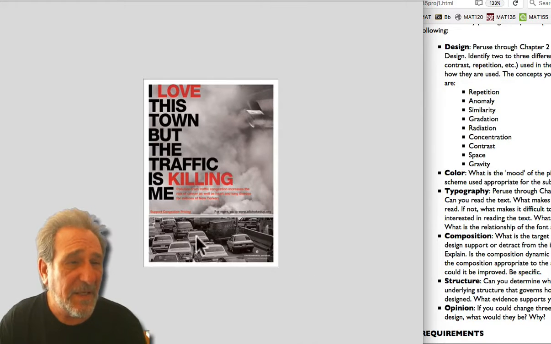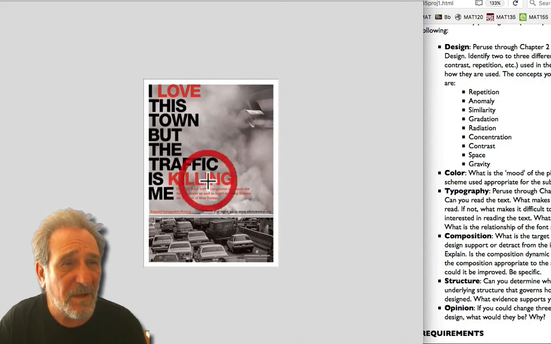This is kind of a neat ad. We have contrast in a very busy versus a very quiet image. We have anomaly because the color red is jumping out at us and everything else is black and white.